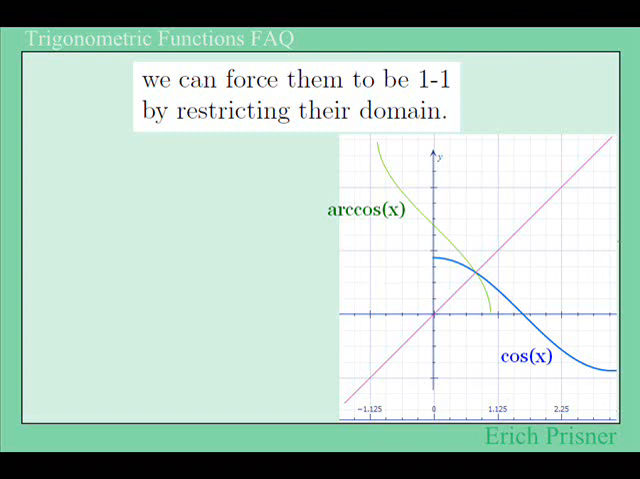And yes, of course, there's something arbitrary here. We could have selected different domains and would have gotten different inverse functions. The domains chosen are just convention.